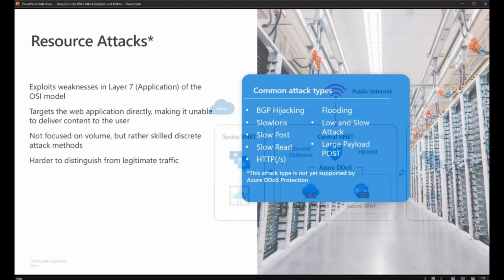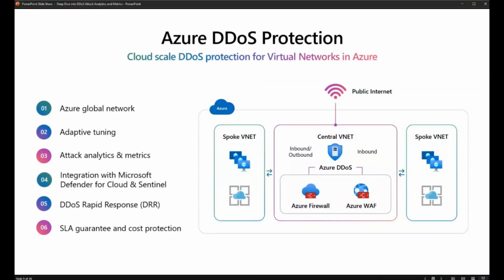Now, let's take a moment to review Azure DDoS Protection and what it actually offers. At its core, this is a cloud-scale service that protects any Azure resource running inside a virtual network, so your public IPs in a VNet. It leverages the power of Microsoft's global backbone, which means the protection is applied at the edge before the traffic even reaches your workloads.